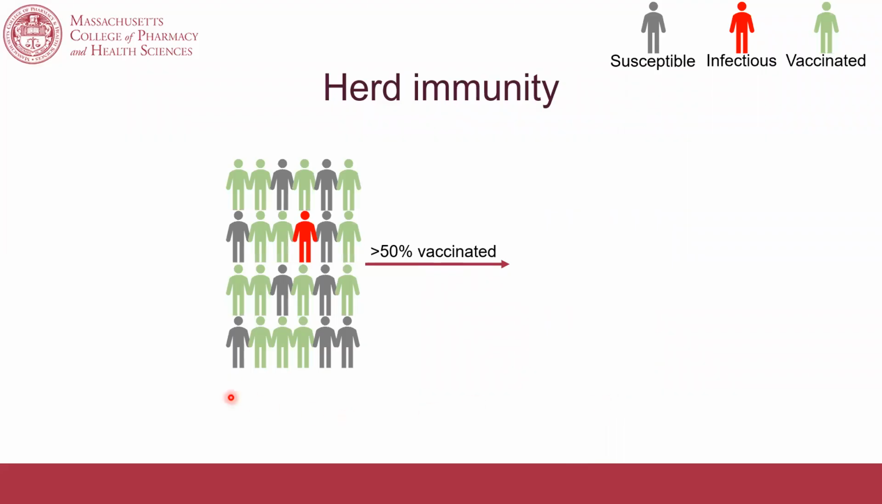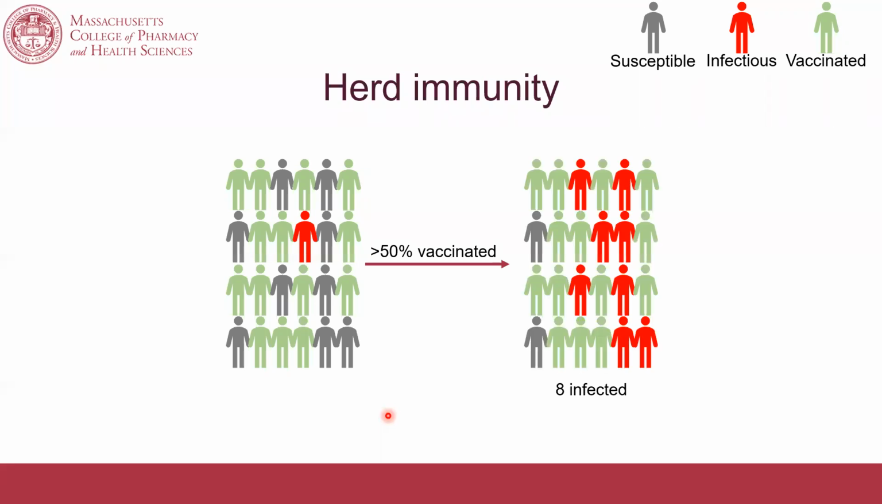But let's start over. Let's say this time we have half of the community vaccinated. Now you have these green individuals who are now vaccinated, and over 50% of them are. Well, the virus can still spread and infect others in the community that are susceptible. However, with more than half the percent of the community being vaccinated, the spread of the virus is significantly reduced. So now you only have 8 people infected.